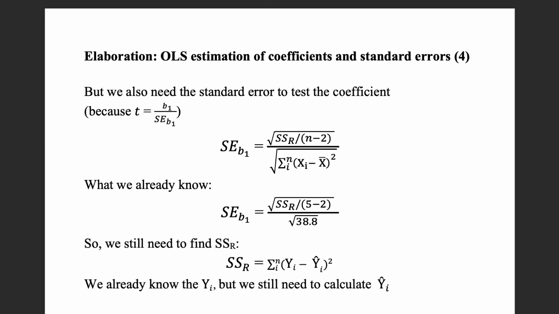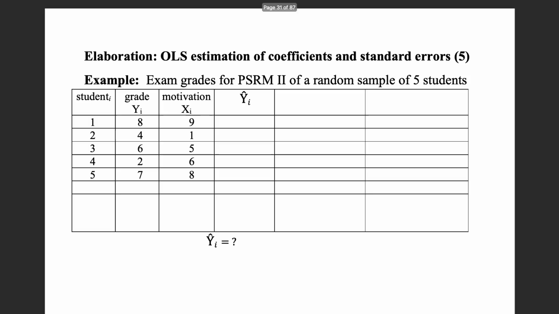For this formula, we already know for each case what the observed value is, because that's just the grade that each student got. But we still need to calculate what the predicted grade is, because we first need to estimate our regression model to actually be able to make those predictions. Now we have estimated the regression model, we know what the value for B0 and B1 is, so now we can calculate the predicted value for each student, and if we have both of those numbers, then we can look at what is the difference. That's the residual, and that we can then square and sum together, and then we get the residual sum of squares.